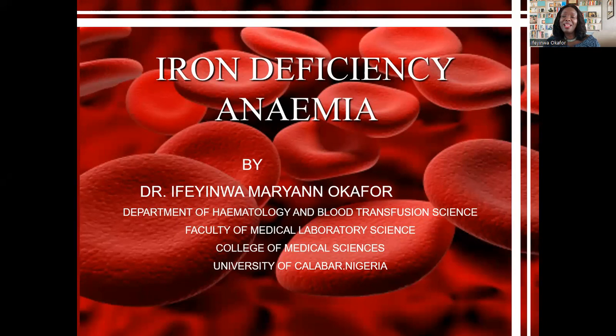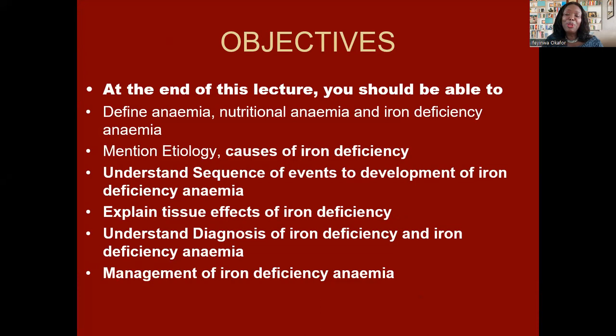It is expected that at the end of this lecture, you should be able to define anemia, define nutritional anemia, and iron deficiency anemia. You should know the causes of iron deficiency and iron deficiency anemia. You should have a good understanding of the sequence of events that lead to the development of iron deficiency and iron deficiency anemia in our system. You should be able to explain tissue effects of iron deficiency and understand the steps that are involved in diagnosis of iron deficiency and iron deficiency anemia. And of course, management of iron deficiency anemia.